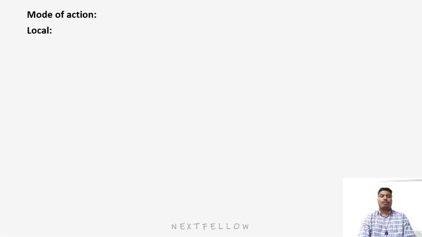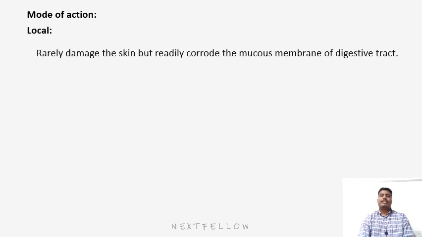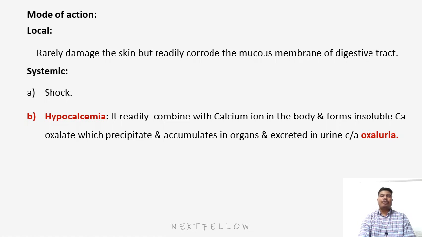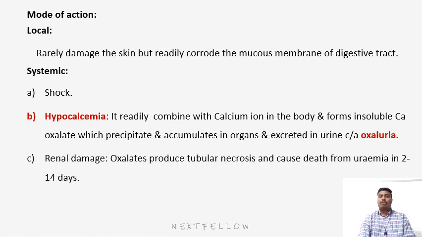The mode of action of oxalic acid. Locally, it rarely damages the skin but readily corrodes the mucous membrane of the digestive tract, and systemically it causes shock and hypocalcemia. The important feature of oxalic acid poisoning is hypocalcemia. It readily combines with calcium ions in the body and forms insoluble calcium oxalate, which precipitates and accumulates in organs and is excreted in urine, called oxaluria. Renal damage: the oxalates produced get deposited in the tubules and cause tubular necrosis, and death can occur from uremia in 2 to 14 days.